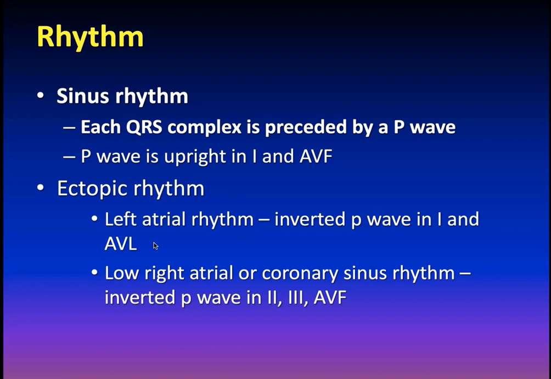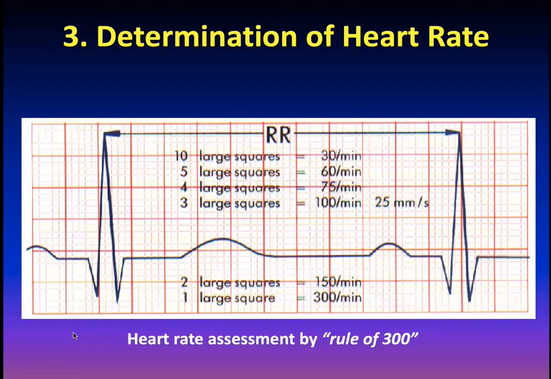Next. So, determination of the heart rate. We have a rule of 300. In adult, you can eyeball it, no? So we usually memorize this: 300, 150, 100, 75, 60, 30. How is it done? You count this: 1, 2, 3, 4, 5, 6, 7, 8, 9, 10, 11. So probably the heart rate of this is less than 30 because the squares are more than 10.